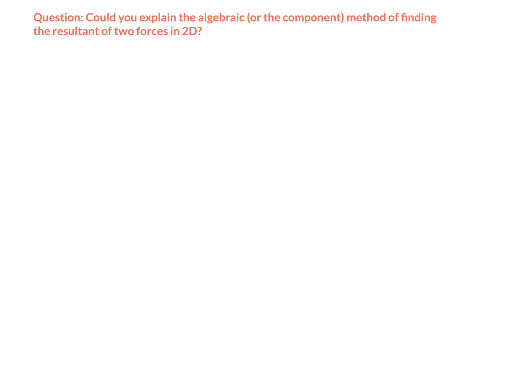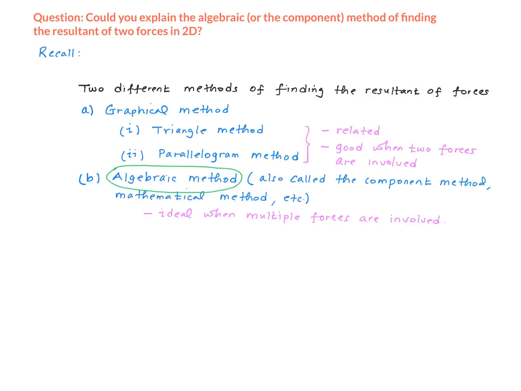The question is, could you explain the algebraic or the component method of finding the resultant of two forces in 2D? Just to have a big picture on this topic, remember our related discussion on another video. In a broader sense, there are two methods of finding the resultant of forces. The first one is called the graphical method. The second one is called the algebraic method, which is also called the component method, the mathematical method, and sometimes called the Cartesian vector method. So this question has to do with the second method, the algebraic method.